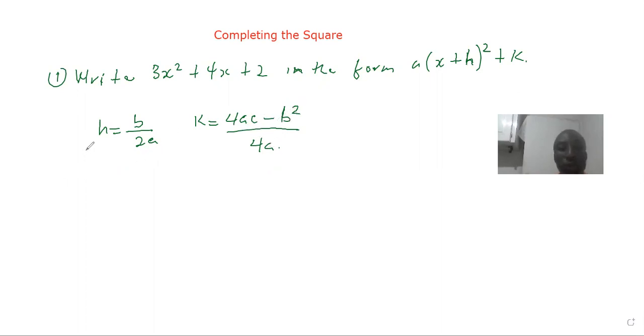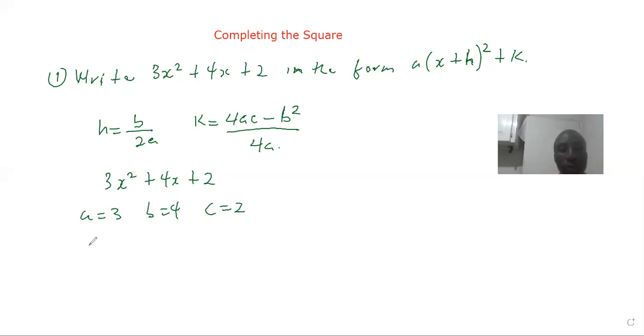So what we are going to do first of all, we are going to write the equation 3x squared plus 4x plus 2. Our a value is going to be 3, our b value is going to be 4, and our c value is going to be 2. Before we move ahead, the coefficient of the x squared is 3. That is your a. The coefficient of the x is your b, which is 4. The c, which is a constant, or the y-intercept, is 2.